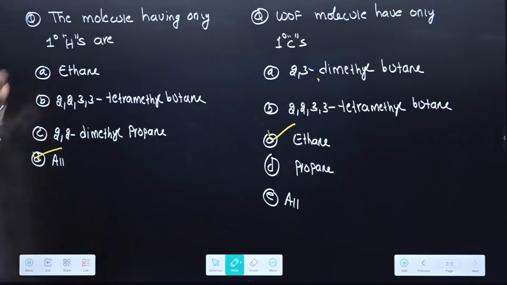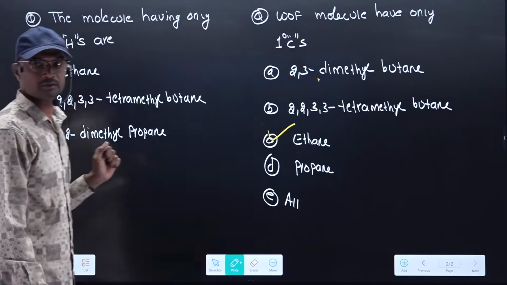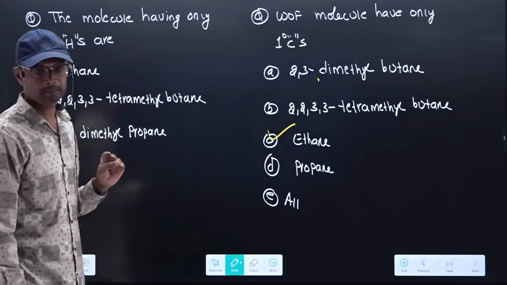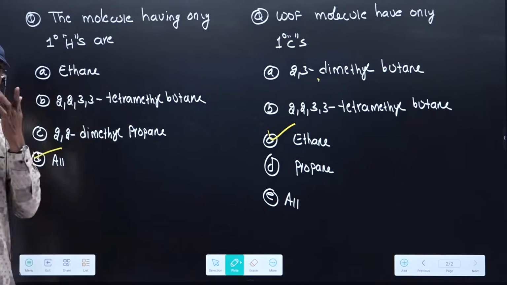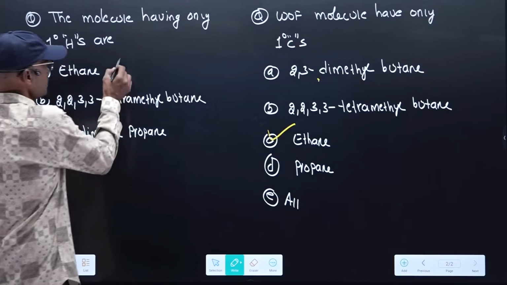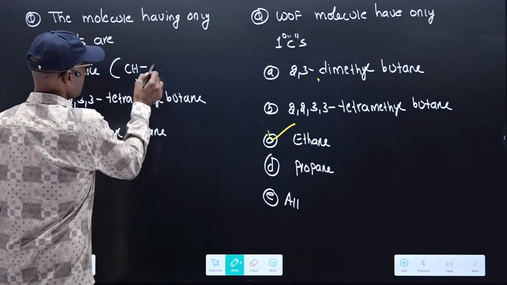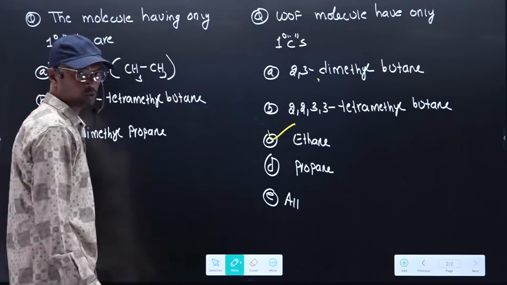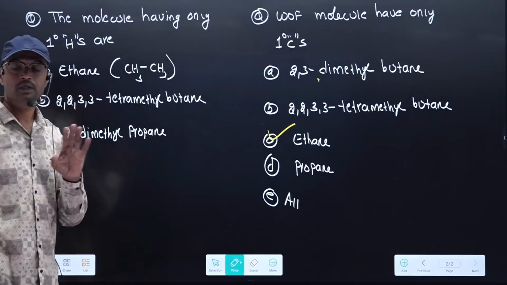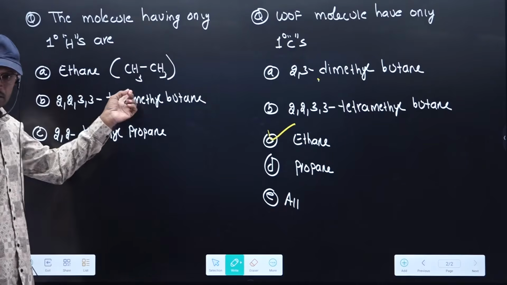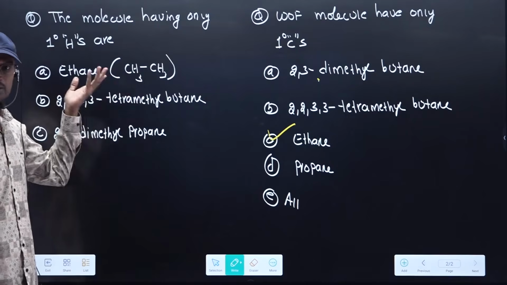This is not carbon. Primary carbon is different, primary hydrogen is different. See, if I write a molecule, in that only hydrogen should be primary. See this, ethane. Here how many hydrogens are there? 6. Are all 6 hydrogens primary or not? Yes, they are all primary.